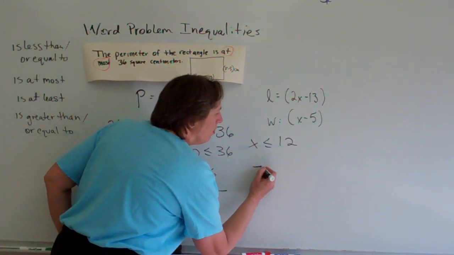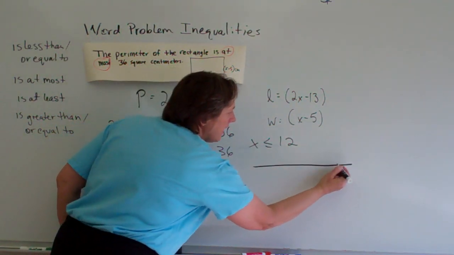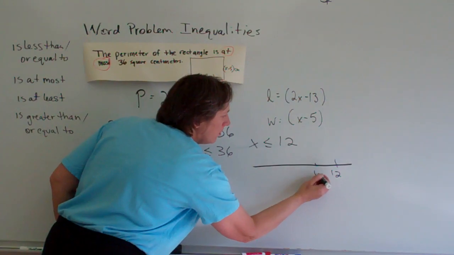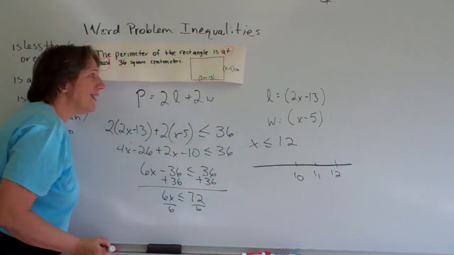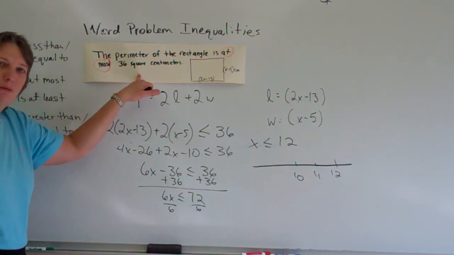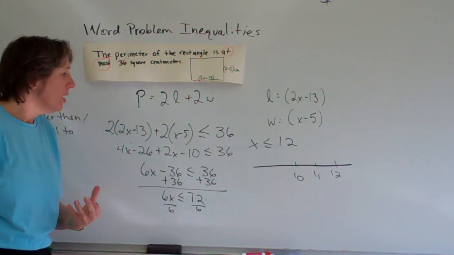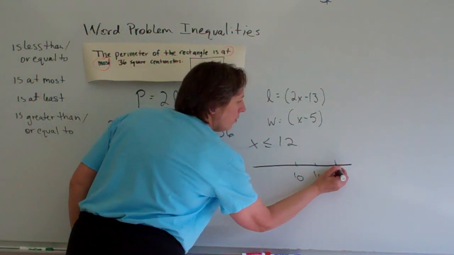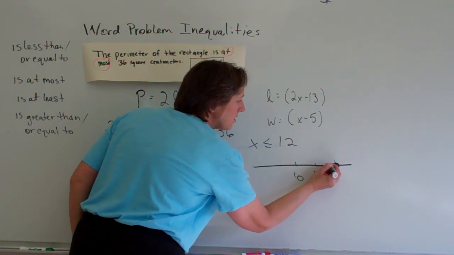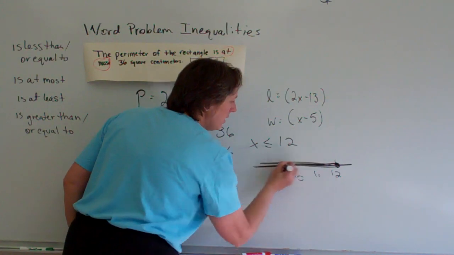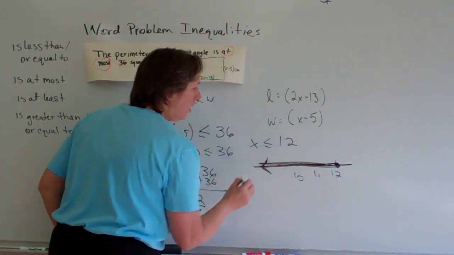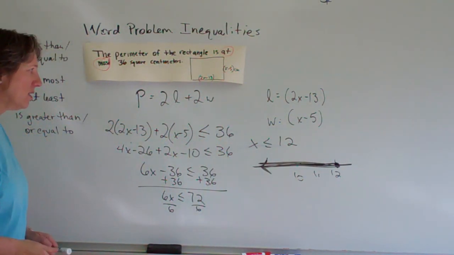So now we're going to do a number line, and it's less than or equal to 12. But it doesn't say integers, so you have to assume this is the real number system. So here we're going to have a closed dot on the 12 and a solid line going to the left with the solution above it, x is less than or equal to 12.